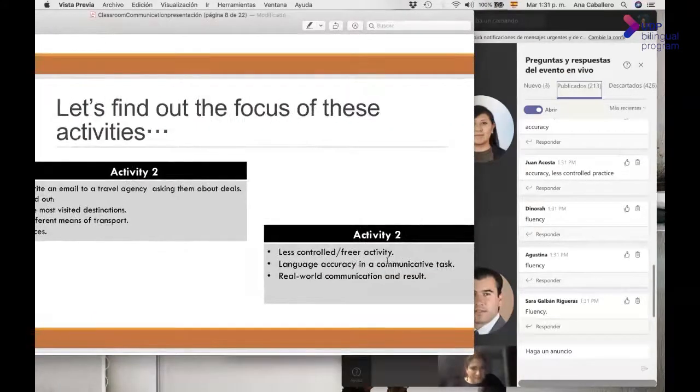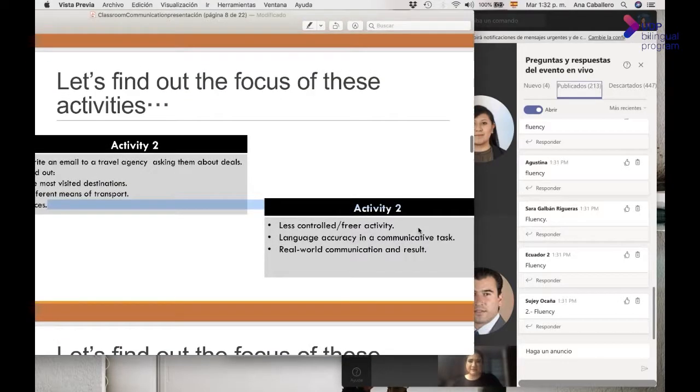Yes. It's a less controlled practice. It's a freer practice. It's not focused on language accuracy; we're giving them a communicative task, which is different. And we're getting real world communication as a result. So this is what happens when we have a balance between our activities. It is not that all of our activities are going to be fluency or accuracy. We can have a middle ground.